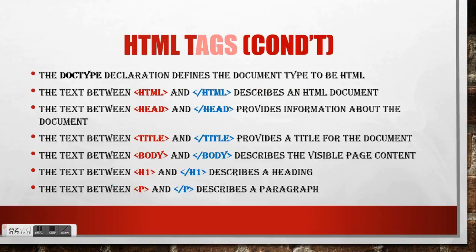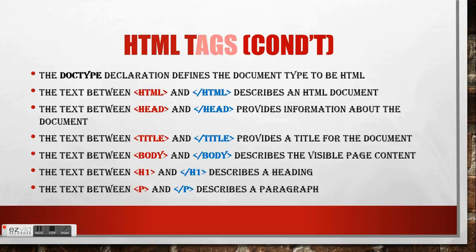Okay, so HTML tags. Now, there's something called a Doctype. Doctype is a declaration that defines the document type to be HTML. So they take doc, which is short for document, and type, which explains what type of document it is. There is a text between the opening tag and ending tag, which describes the HTML document.